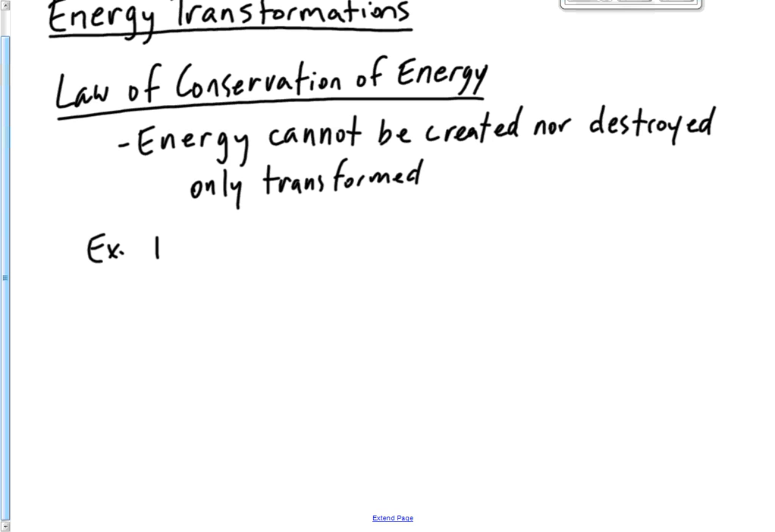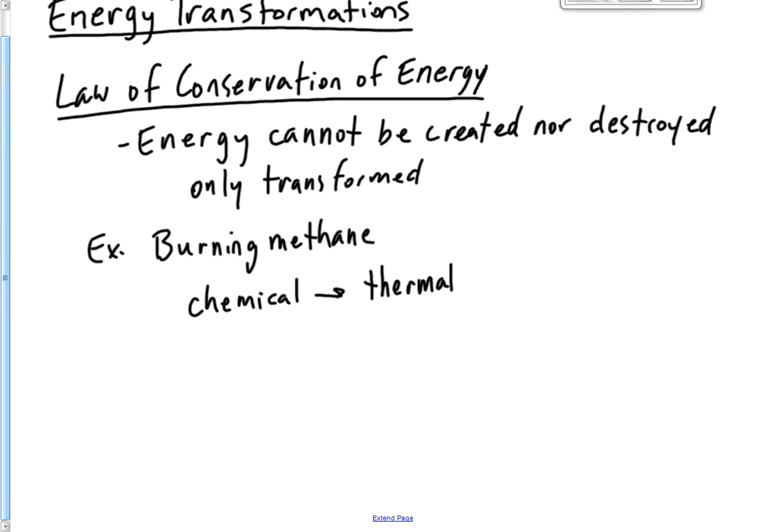If we have burning methane, and methane is a gas that we use in the lab, within the bonds of that methane you're going to have chemical energy. That chemical potential energy that we talked about in the last video is going to be present at the beginning. And when we light it on fire, we get heat and we get light. So the heat is going to be your thermal energy, and the light is going to be your radiant energy. So anything that creates fire is going to have thermal and radiant energy.